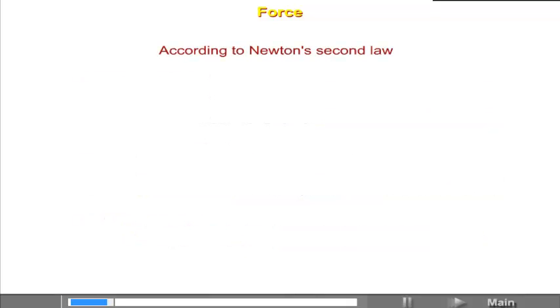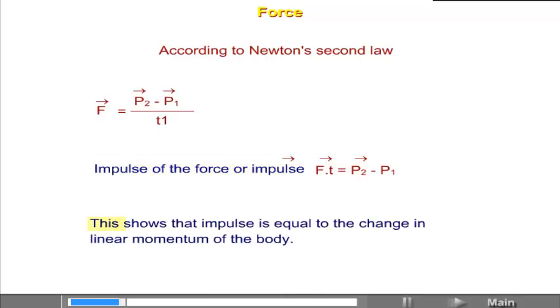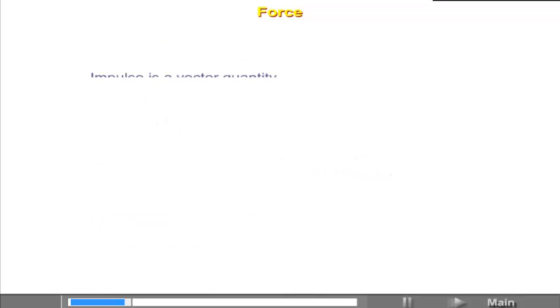According to Newton's second law, force is equal to P2 minus P1 upon t. Impulse of the force, or impulse, F into t, is equal to P2 minus P1. This shows that impulse is equal to the change in linear momentum of the body.